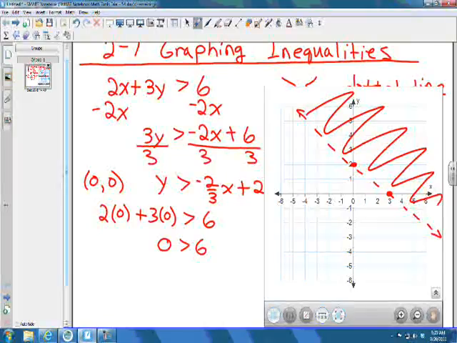And this is sufficient for shading. You don't have to actually color the entire page. Just show me that you're shading on that side of the line. Any questions? We're going to do a couple more, but any questions before we move on? Right, exactly. No matter what. If you pick a point here that's false, you have to shade the other side.